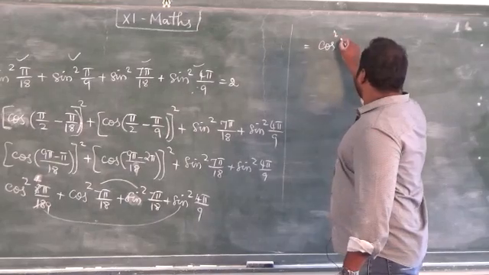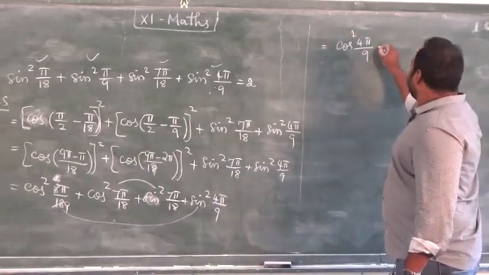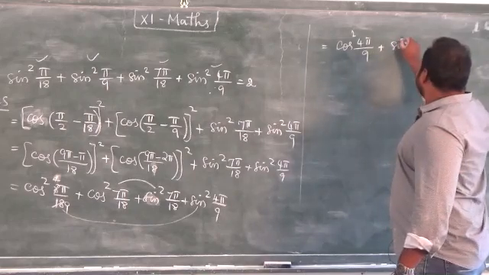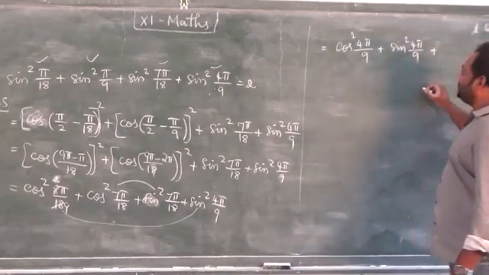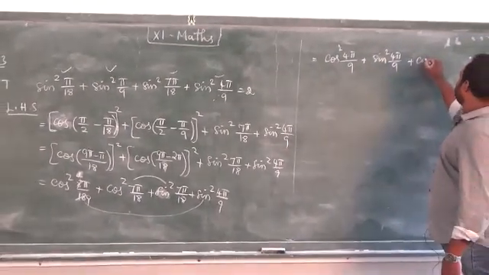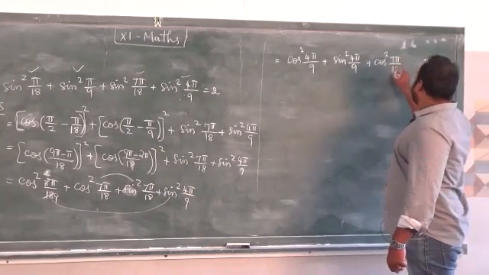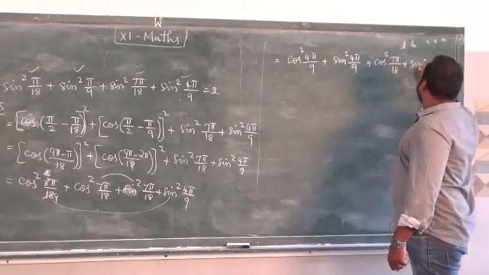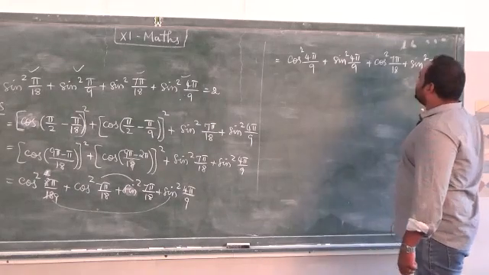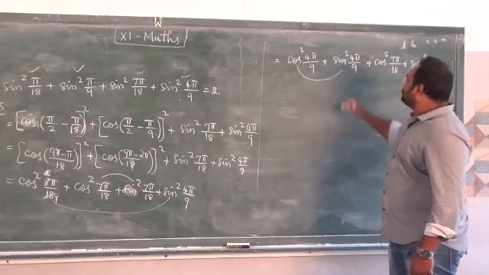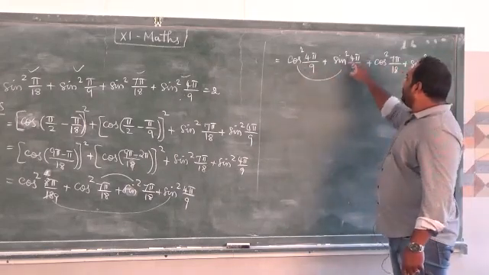Equal to cos square 4 pi by 9 plus fourth term is sin square 4 pi by 9. This is one part. Next, cos square 7 pi by 18 plus sin square 7 pi by 18. If you look at this cos square, here look at the angle 4 pi by 9 and 4 pi by 9.